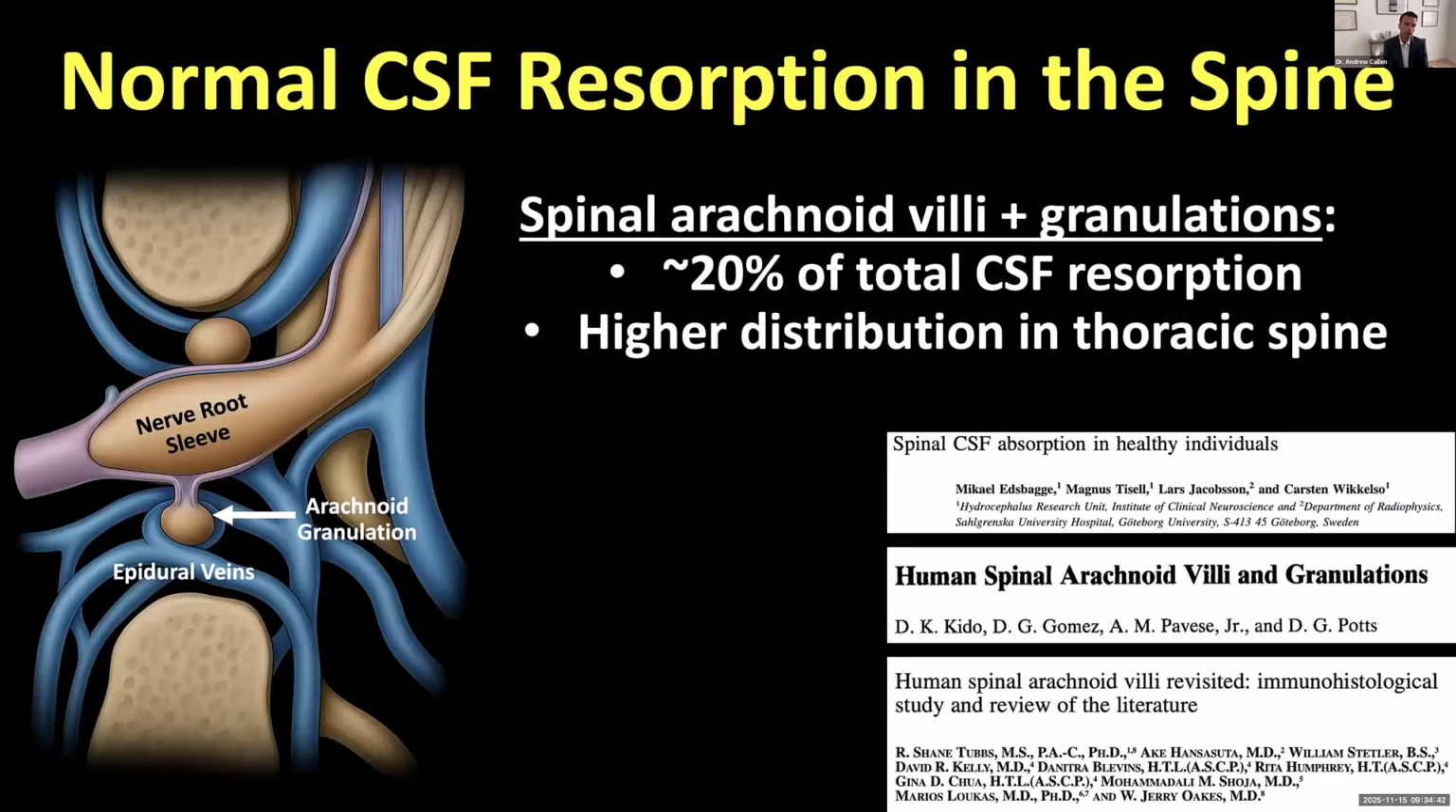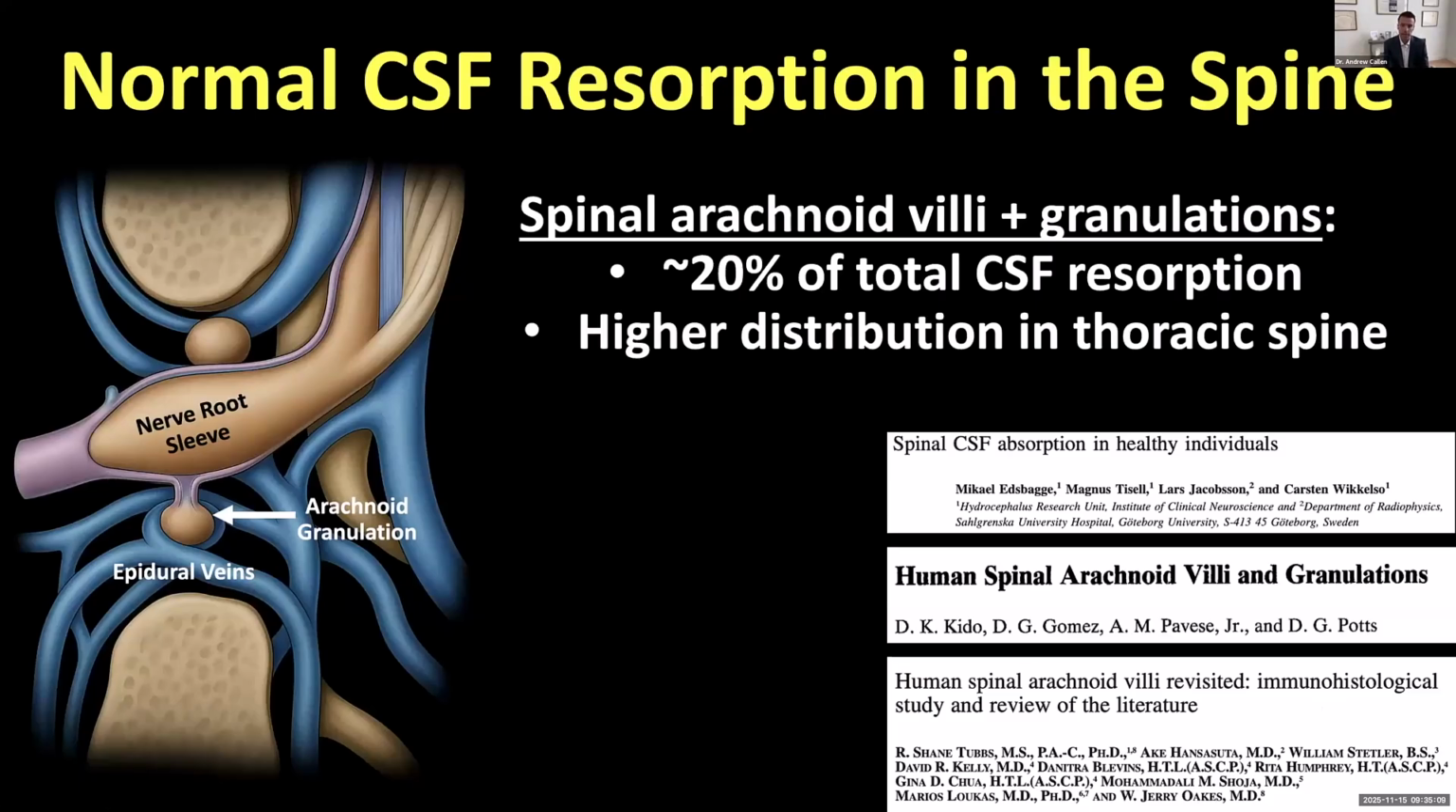It's important to remember that there is some degree of normal CSF resorption that occurs in the spine. It's estimated that around a fifth of the total CSF resorption, just physiologic normal resorption, occurs in the spine. It seems to occur mostly in these arachnoid granulations, structures that are intimately associated with the veins, where there could be physiologic CSF resorption. And these are in the spine along the nerve root sleeves.